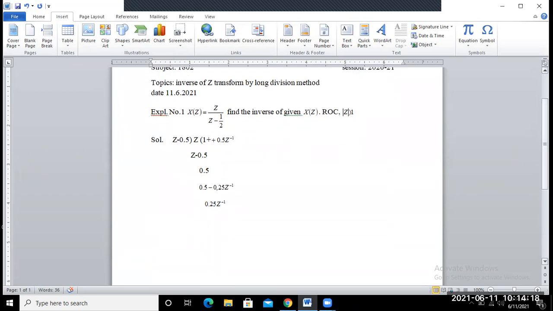If you multiply by 0.25 z to the power minus 2, it becomes 0.25 z inverse. If you multiply by this term, that means z minus 0.5 by 0.25 z to the power minus 2. So write the third term, 0.25 z to the power minus 2.